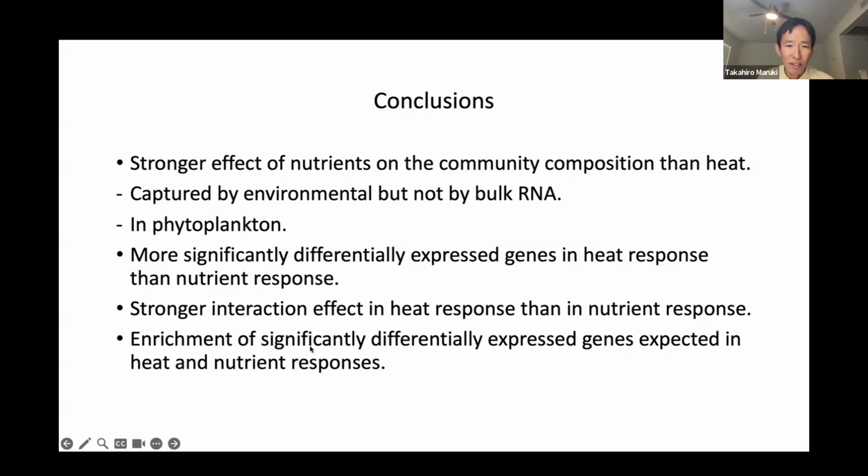There is enrichment of significantly differentially expressed genes as expected in heat and nutrient responses, indicating that environmental RNA reliably identifies significantly differentially expressed genes in organisms in these stress responses.